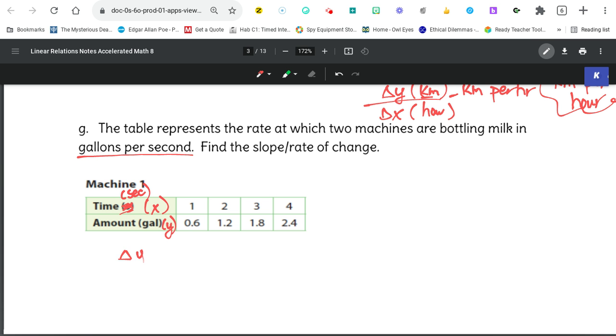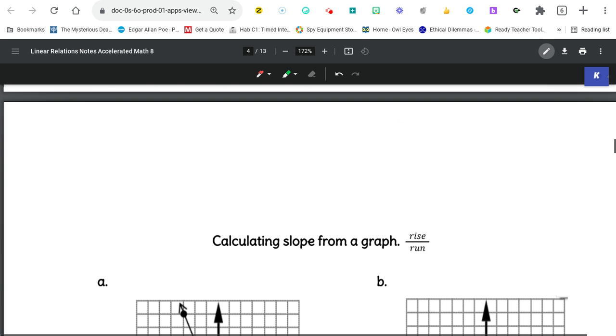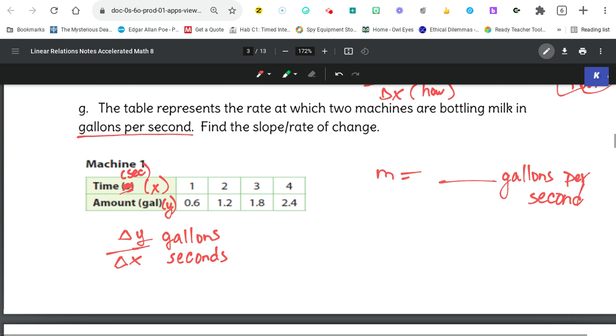So I know I have change in Y over change in X. Y refers to gallons, and X refers to seconds. So my slope is going to be some amount of gallons per second. Just finding the slope is going to help me to see how many gallons per second this machine is bottling milk. And it's not two machines. It's only one.